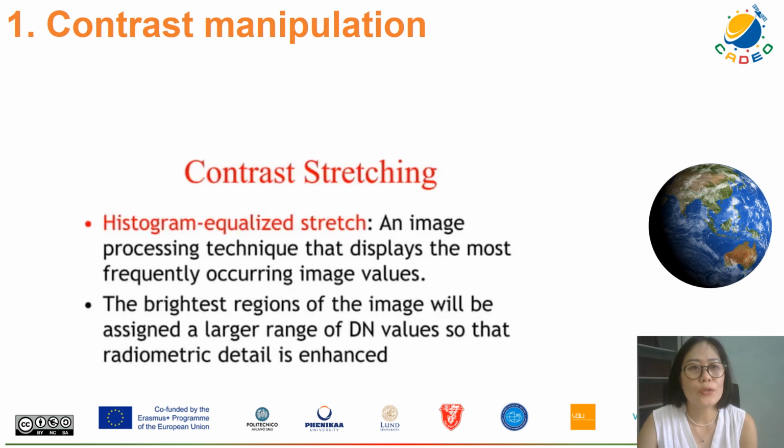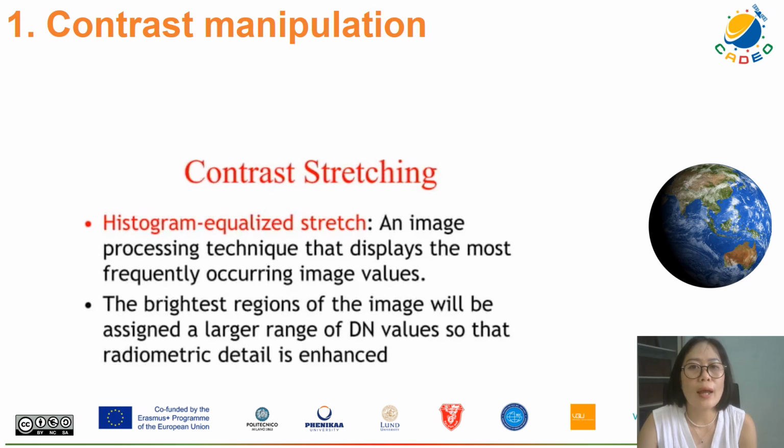And now I would like to introduce another contrast stretching technique, histogram equalized stretch. This is an image processing technique that displays the most frequently occurring image values. The examination of the histogram is a useful tool, as it contains information on grade level distribution that makes it easy to see the modifications that may improve the image. Normally, histogram equalized stretch focuses on histogram shape and range. A histogram with a small spread has low contrast. A histogram with a wide spread has high contrast.